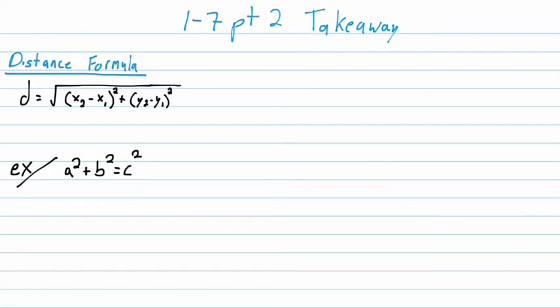So Pythagorean theorem, a squared plus b squared equals c squared. What the Pythagorean theorem does is it takes a vertical distance, a horizontal distance, and it helps you find a diagonal distance, which is what we're trying to do here.